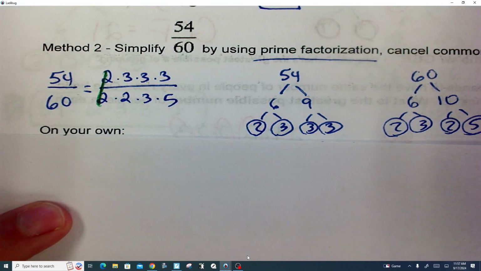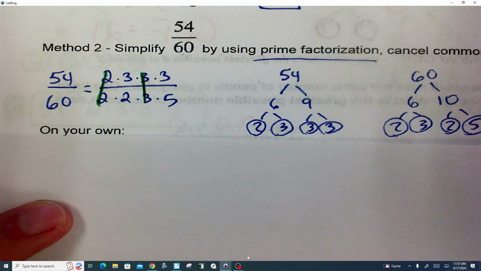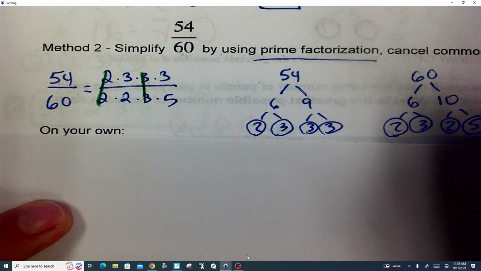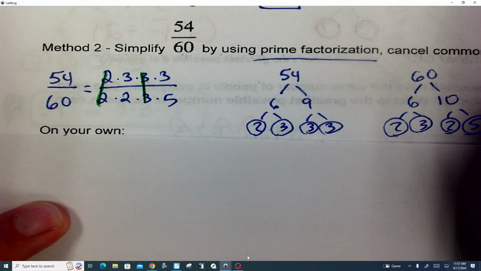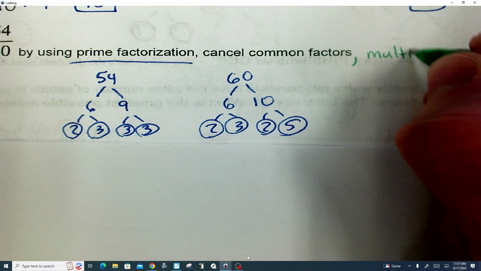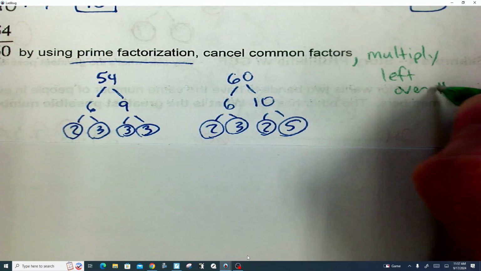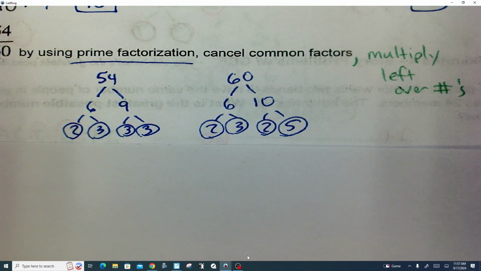What's 2 divided by 2? What's 2 divided by 2? 1. Hey, can this 3 right here be divided by that 3 right there? Yeah? And now here's the last thing that we got to do. I need you to add it on right over here. Multiply leftover numbers. What do you mean by multiply the leftover numbers?